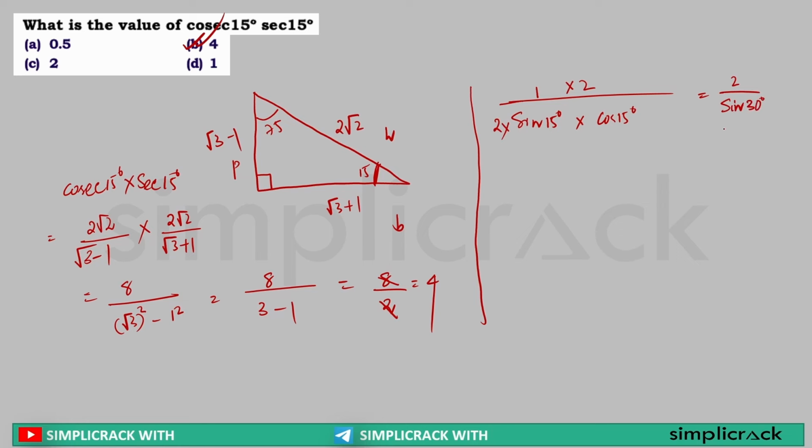Sir, 2 by sin theta here. Sin theta value is 1 by 2. So it will go to the upper side. So it will be 2 into 2, that is 4. You can answer it this way as well. Clear? You can answer it any way you want.